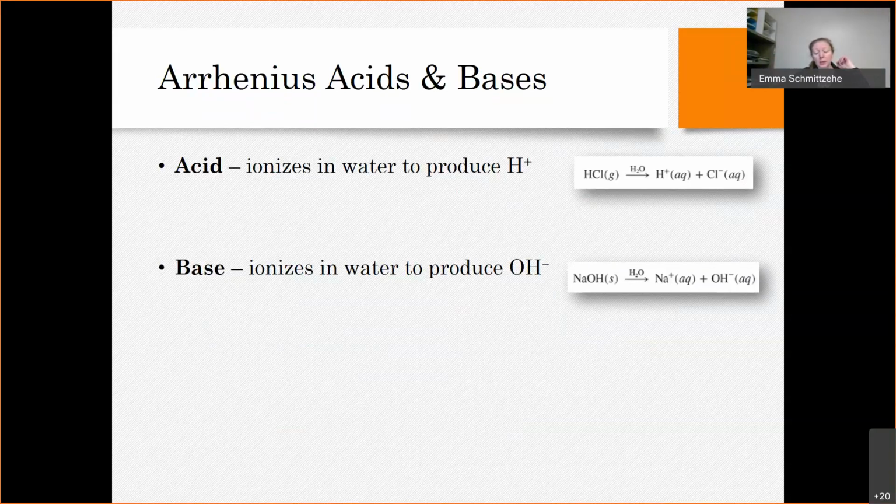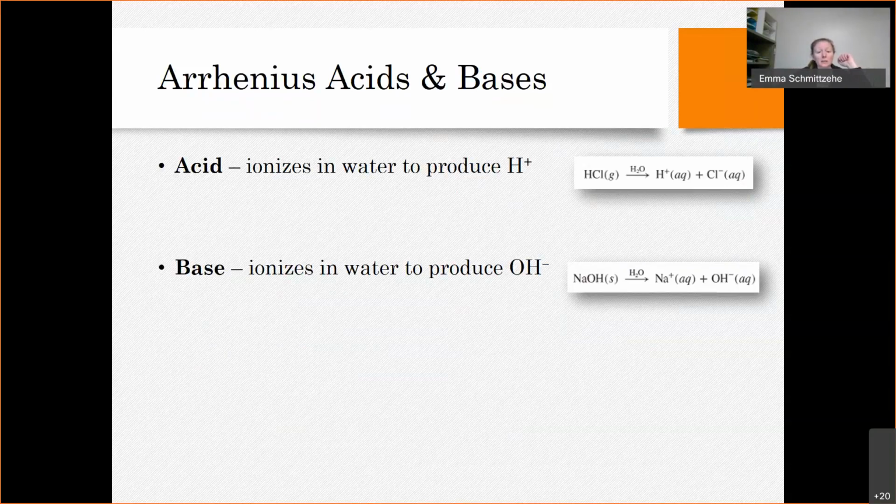And so if we took HCl gas, hydrogen chloride gas, and we bubbled it into water, so we pump the gas and bubble it through some water, what's going to happen is some of it would dissolve. And when it dissolves, it actually ionizes and splits up into H plus and Cl minus. So since that is something that ionizes in water to produce H plus, then it's an Arrhenius acid.